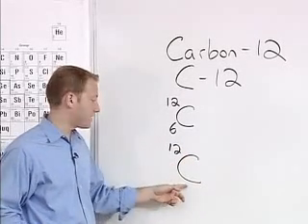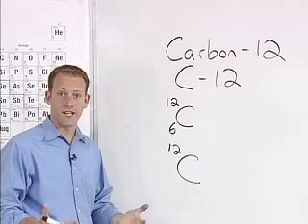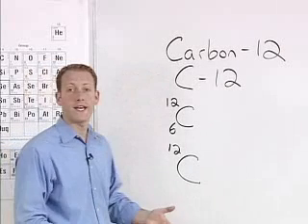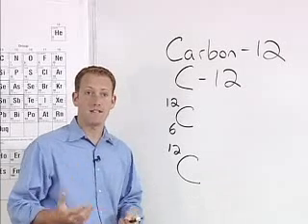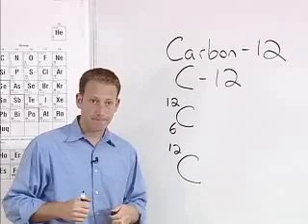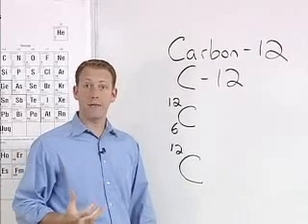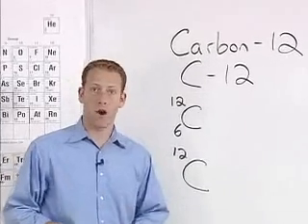Why do we not need the 6 down here? Because it's understood that carbon has an atomic number of 6. These are the 4 ways in which we could designate the mass number. And you need to be able to understand how to find the mass number. Now, given the mass number, you also have to be able to figure out how many neutrons there are.